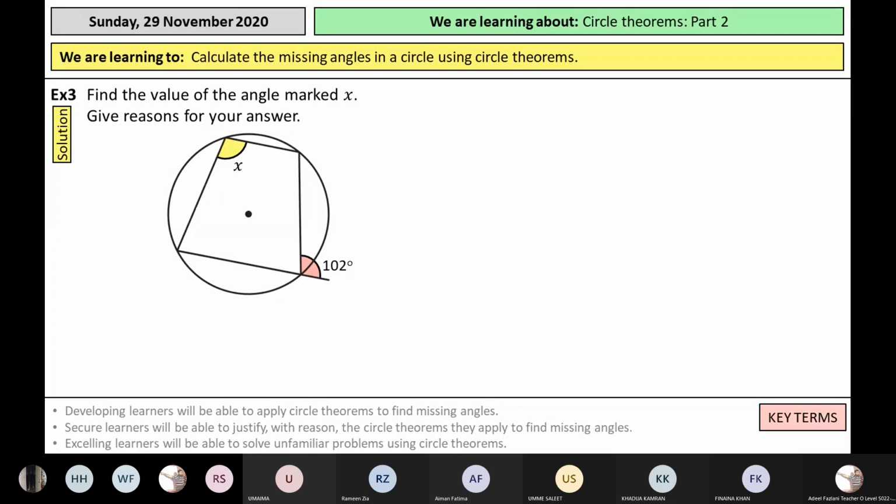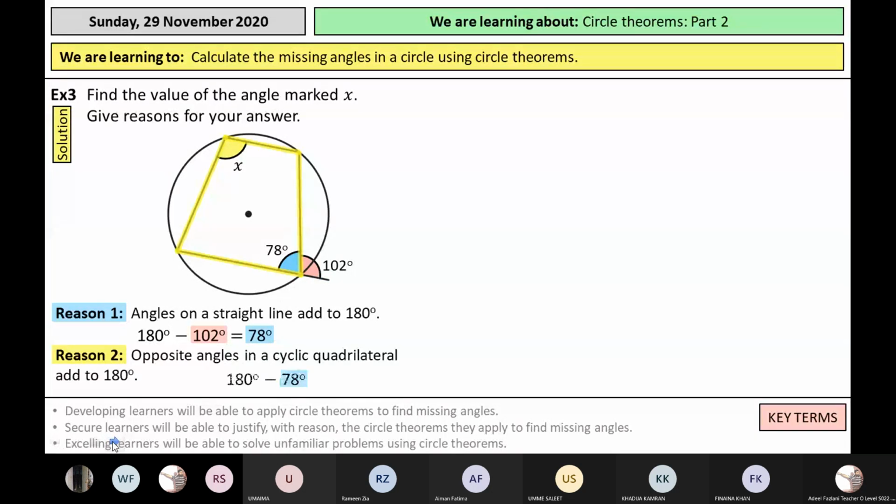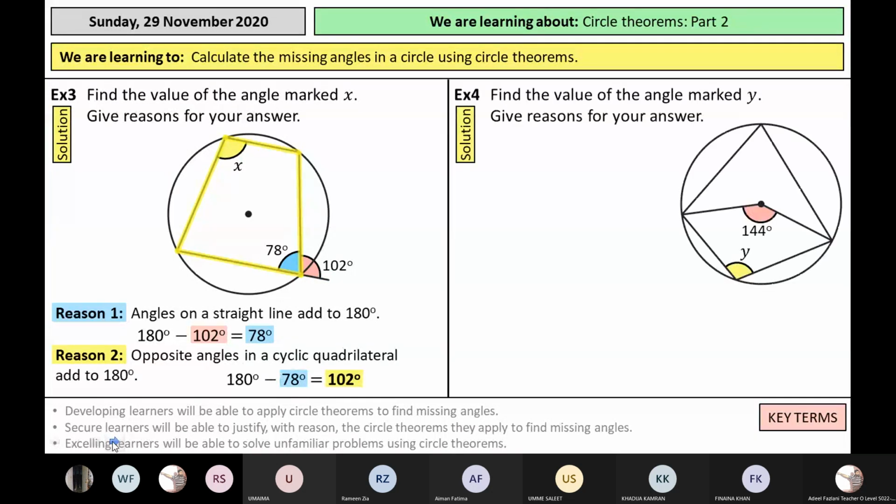Now tell me the answer of x. What is the answer of x? 78. Are you sure? Yes, sir. All right. This is 78. Perfect. Because you know that opposite angles are 180 because of the cyclic quadrilateral.